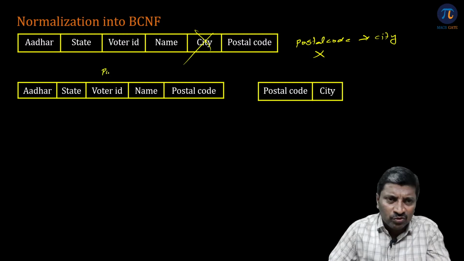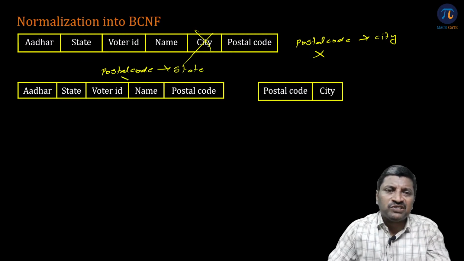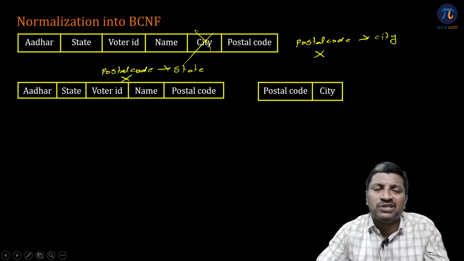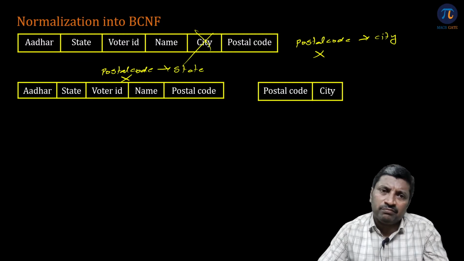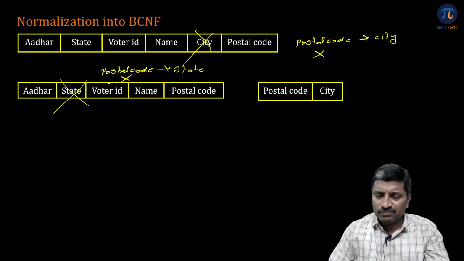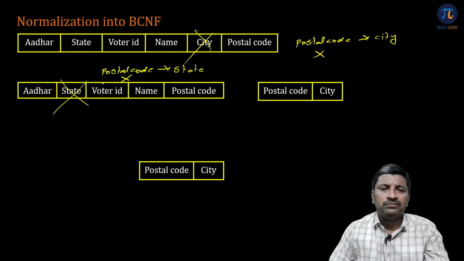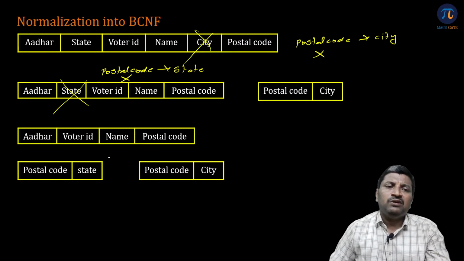We are having one more, which is postal code implies state. In this functional dependency also, the left is not a super key. So don't tolerate, delete it. Remove state, that's it. Right? So postal code city already we have, sir. Postal code state. So state we are removing, and the responsible person is postal code. What else are you having?